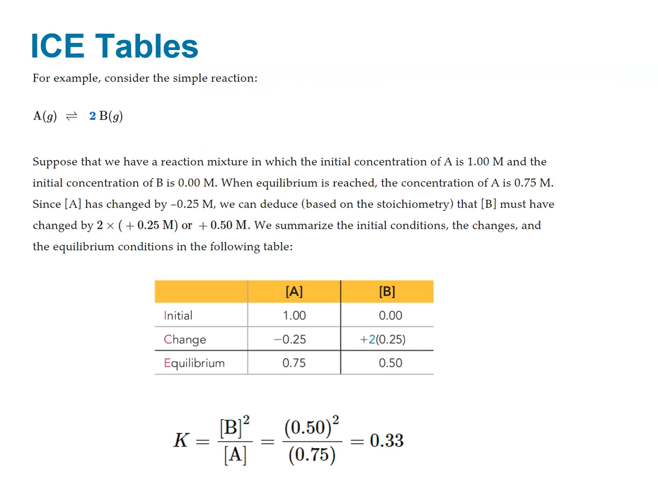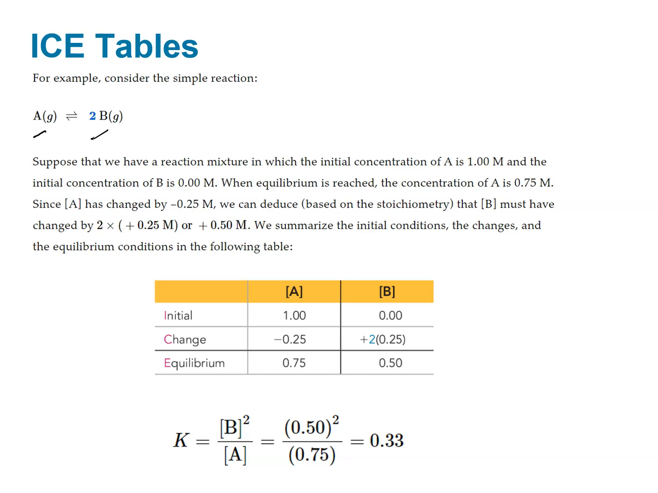So this is what an ICE table looks like. You can see on the y-axis we have initial, change, and equilibrium, and then on the x part of the grid we have our reactants and products. This particular example is for the generic reaction of reactant A in equilibrium with B, and in this case 1 molar equivalent of A produces 2 molar equivalents of B. Both of these are gases, so both of them can participate in our equilibrium calculation.